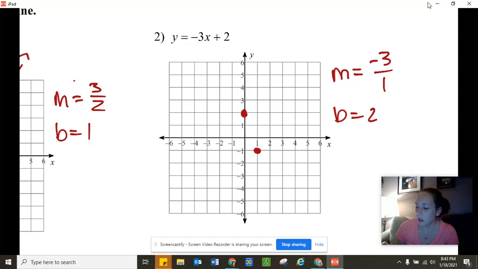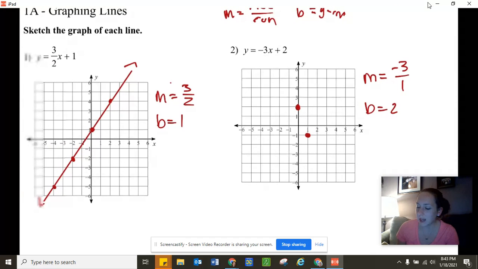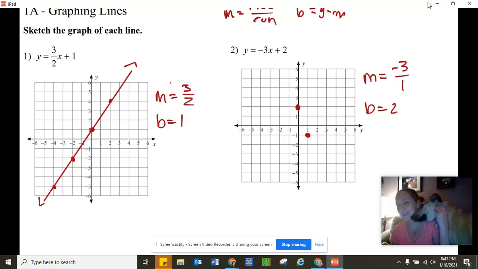Because with lines, if your slope is positive, it should be going up from left to right. And if it's negative, it should be going down from left to right. So that's something to remember.